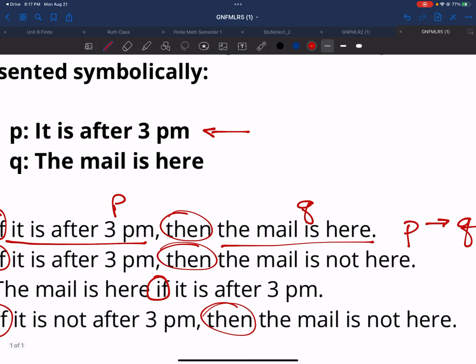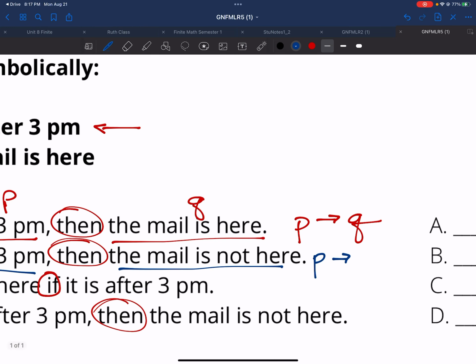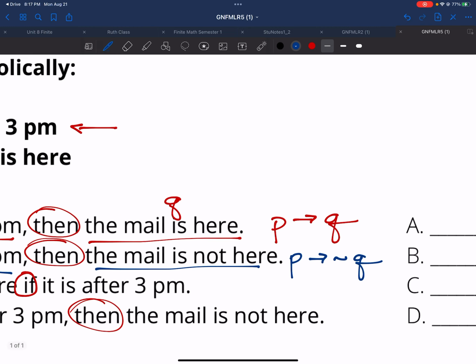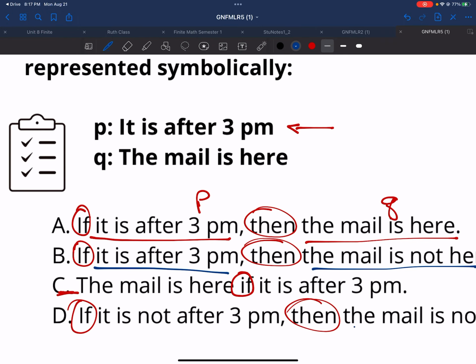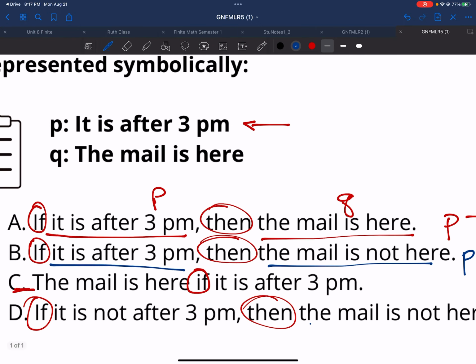Let's look at this next one. I'm going to change colors. So if it is after 3 p.m., so again, I have the P, and there's no change to that P, then the male is not here, so my Q is negated. So that's going to be squiggly Q. And again, you could put them on these lines. I'm just trying to keep everything in the frame here. All right, the male is here if it is after 3 p.m.